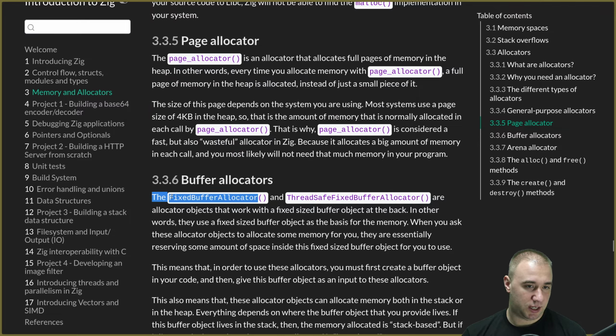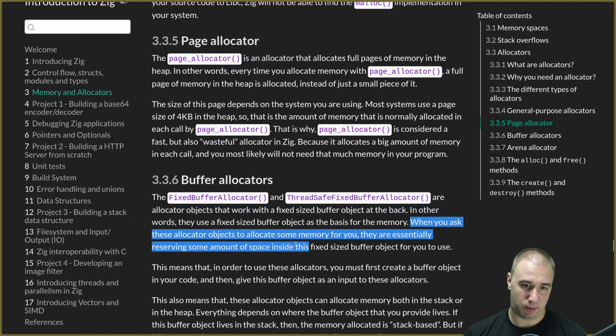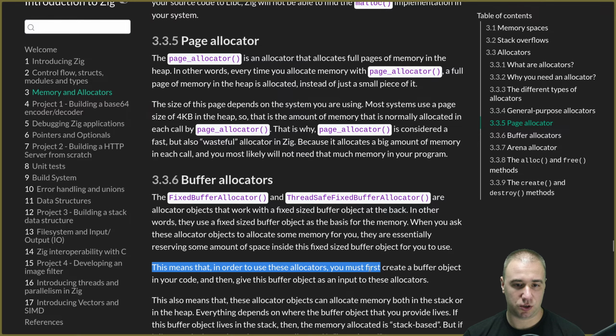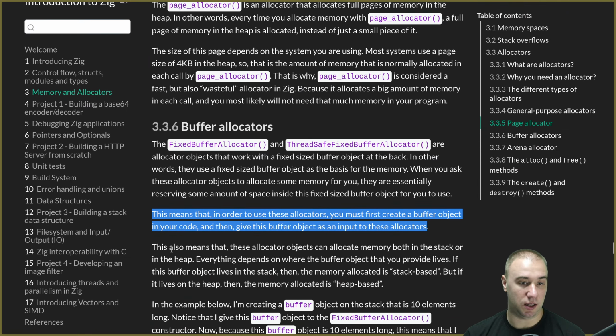Then we have buffer allocators. The fixed buffer allocator and thread safe fixed buffer allocator are allocator objects that work with a fixed size buffer object in the back. In other words, they use a fixed size buffer object as the basis for the memory. When you ask these allocator objects to allocate some memory for you, they're essentially reserving some amount of space inside this fixed size buffer object for you to use. This means that in order to use these allocators, you must first create a buffer object in your code and then give this buffer object as an input to these allocators.